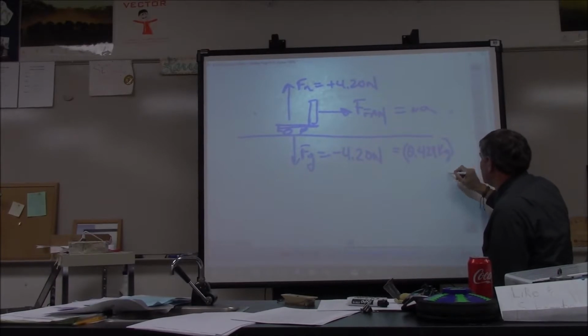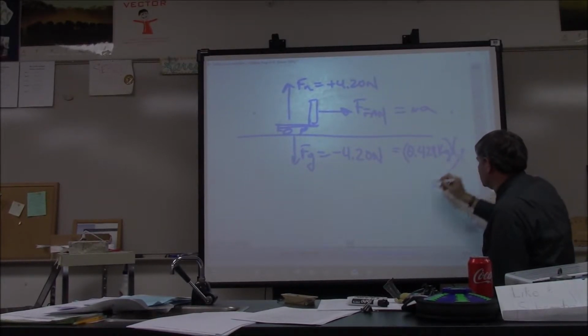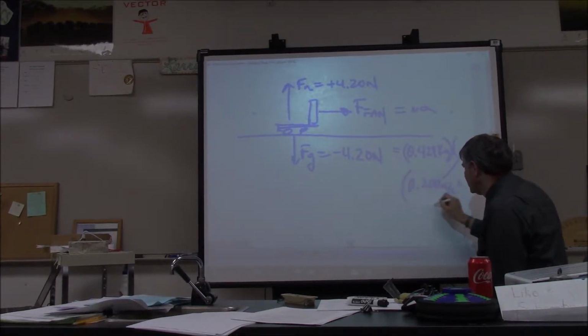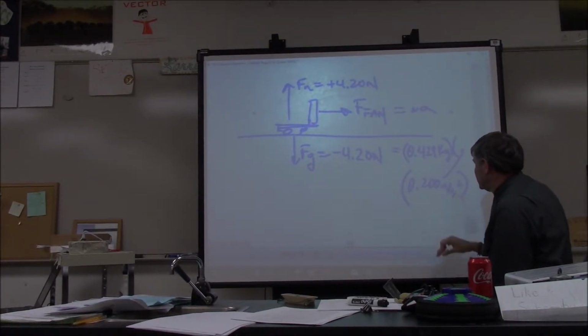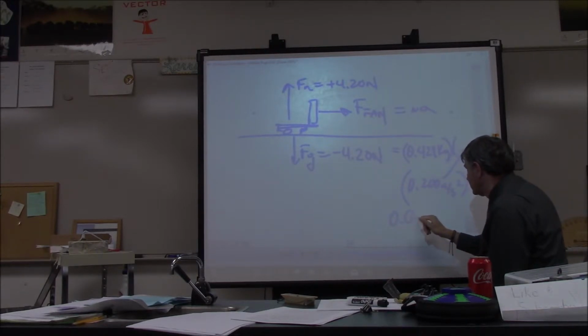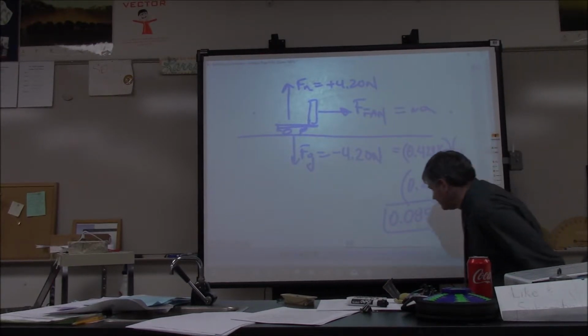0.429 kilograms. And the acceleration was what, 0.2? Exactly. Meters per second squared. So somebody take 0.429 times 0.2. What'd you get? 0.08? Yes. 58? Meters, no, newtons, my bad. Newtons. Okay?